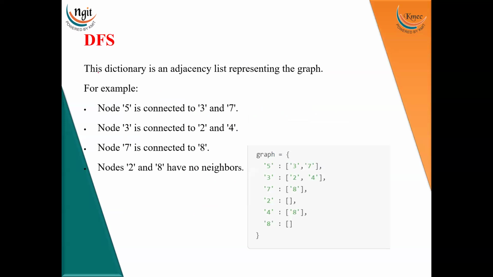Next, let us see the depth first search algorithm. Here also, first we are going to create a graph with an adjacency list. This is how we are representing the graph. So here we know that 5 is connected to 3 and 7, 3 is connected to 2 and 4, 7 is connected to 8, 2 and 8 have no neighbors, and 4 is connected to 8. In this way, I have defined one graph with the help of a dictionary.